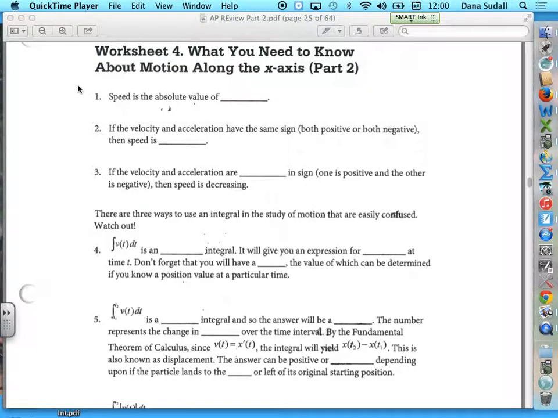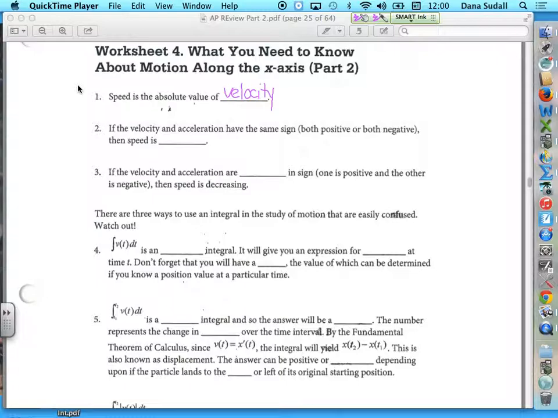All right, worksheet 4 kind of wraps up particle motion. So we're going to talk about speed, velocity, acceleration. We'll go through and do the first example together, and then you'll have the rest of this worksheet, so several pages there to finish for homework. So for number 1, the speed is the absolute value of velocity.